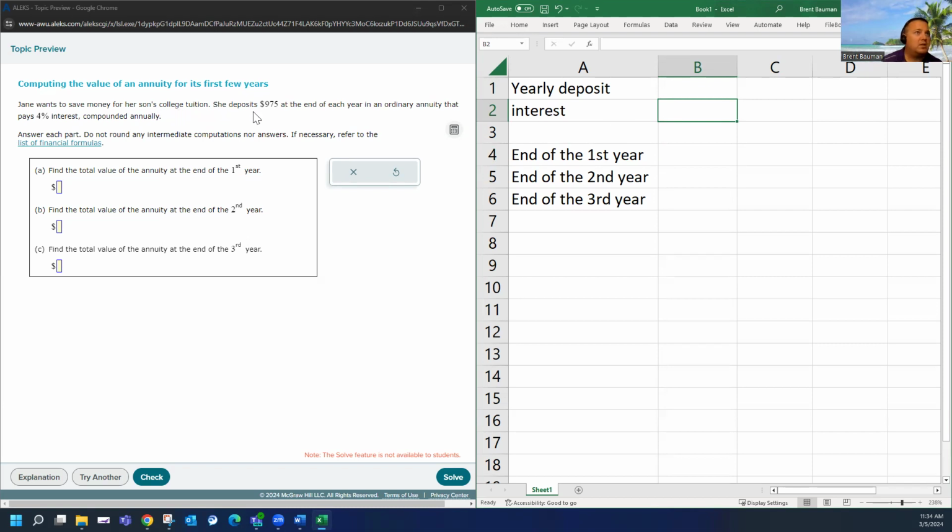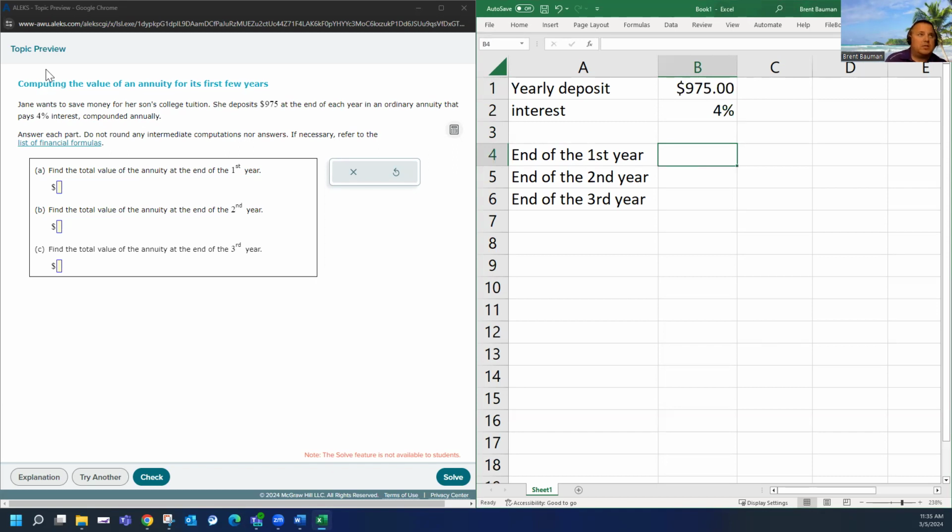We're given that she's going to make a $975 deposit each year. So I have a yearly deposit. We can go ahead and write $975. Remember, if you need to pause and set up your Excel for a second, go ahead and pause me and set your Excel up and then start back up. The interest rate that we're given is 4% and it's compounded annually. So it's just the 4% that's going on here. And then we're asked to compute the balance at the end of the first, second, and third year.